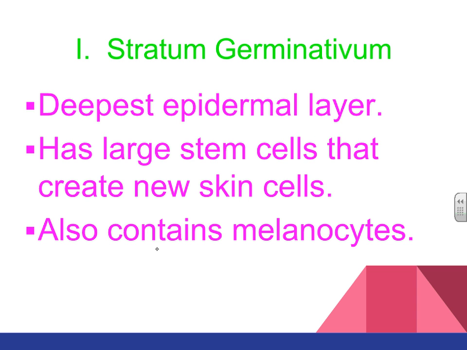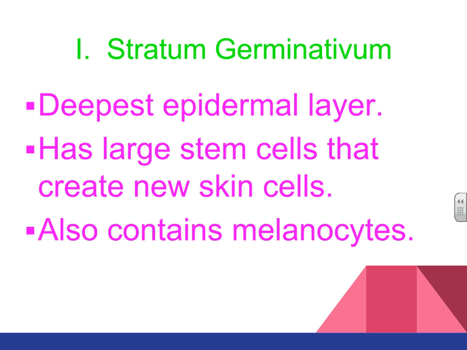So we have large stem cells. Stem cells are cells that divide and turn into other things, other types of cells. These stem cells are going to turn into new skin cells, mainly these things called keratinocytes. And these new cells that are made are going to gradually get pushed towards the surface of the skin.